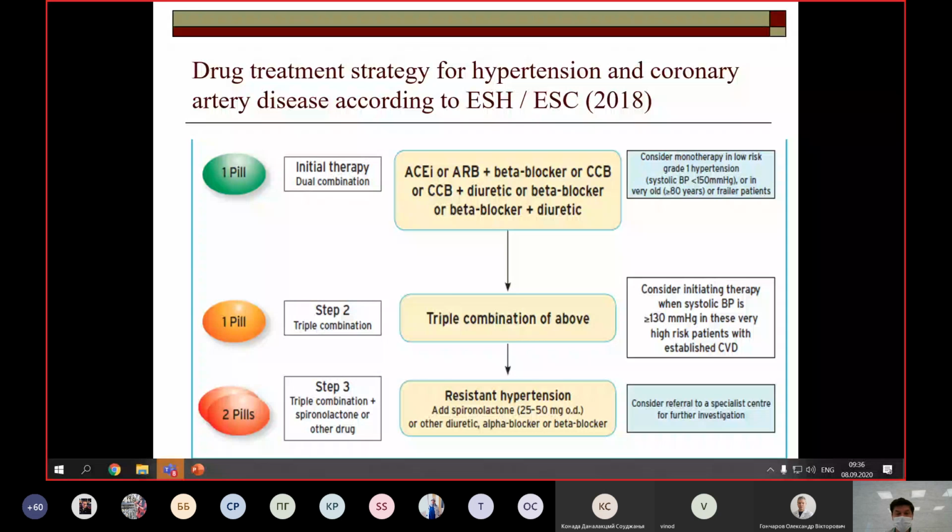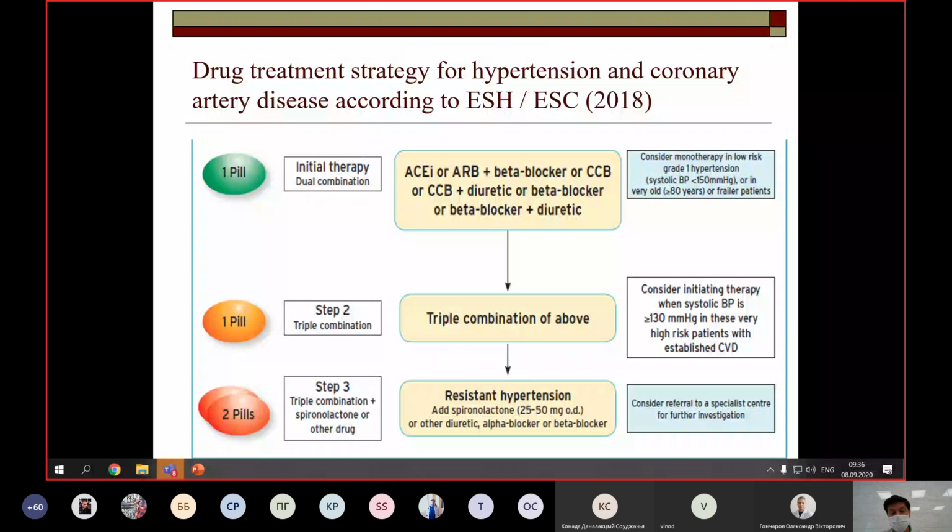What about resistant hypertension in this patient population? Spironolactone is discussed as the main component that should be added as a further component to the triple treatment scheme. For instance, ACE inhibitors plus beta blockers plus calcium channel blockers plus thiazide-like diuretics. If BP is not fully controlled, please add spironolactone at moderate doses of 25 to 50 mg orally.